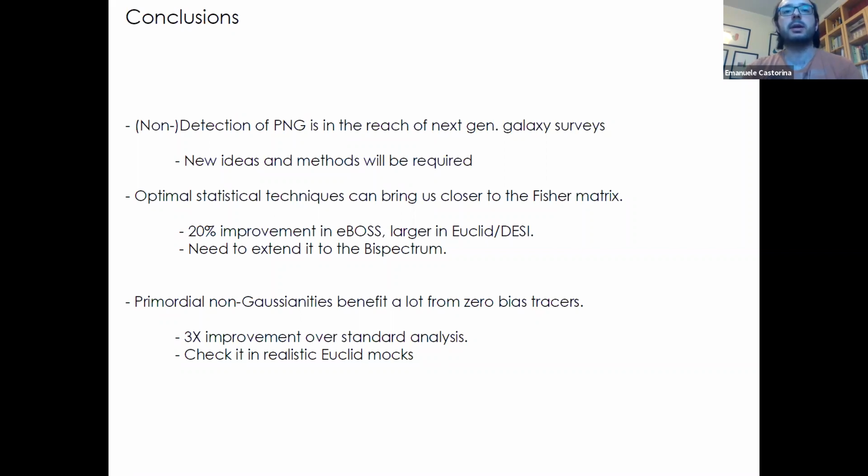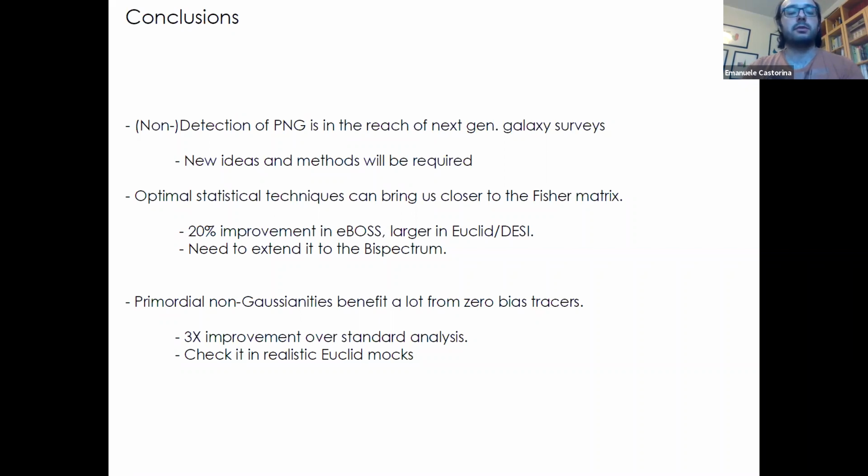One is the optimal analysis of the eBOSS sample, which is designed to get us closer to what the Fisher matrix of the same data tells us. And we do find a 15 to 20% improvement, which is not a lot, but it's a good starting point. And of course, there is a lot that needs to be done. Similar to what happened in the CMB, we need to extend this to the bispectrum, because eventually we'll also measure the bispectrum of the galaxy clustering.